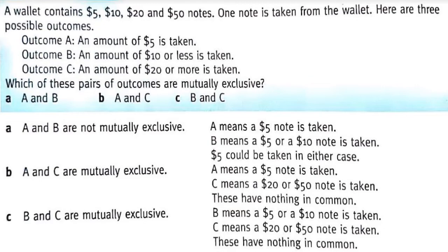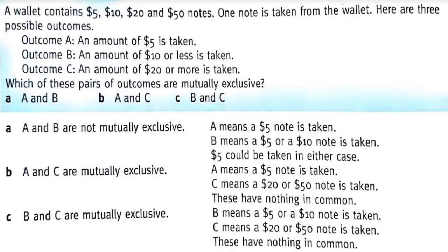A and C are mutually exclusive. Why? A means a $5 note is taken, right? C means a $20 or $50 note is taken, because it says in C an amount of $20 or more is taken. That means 20 or more than 20, and here the only amount more than 20 is $50. So these have nothing in common. So A and C are mutually exclusive.